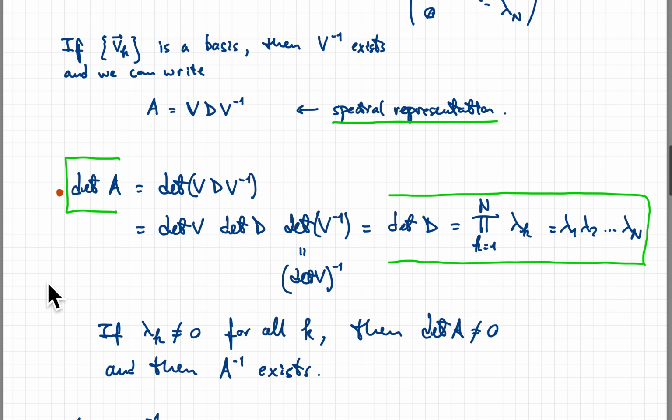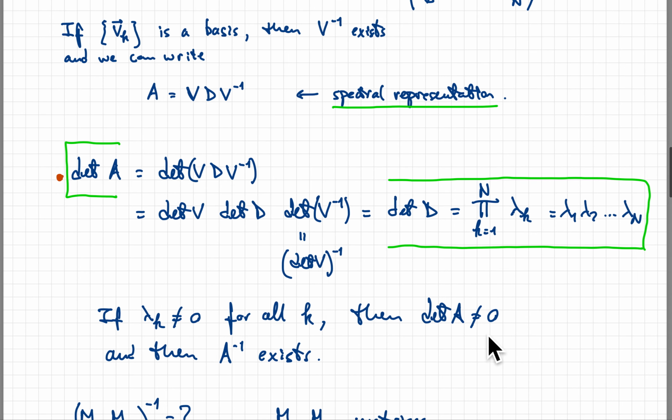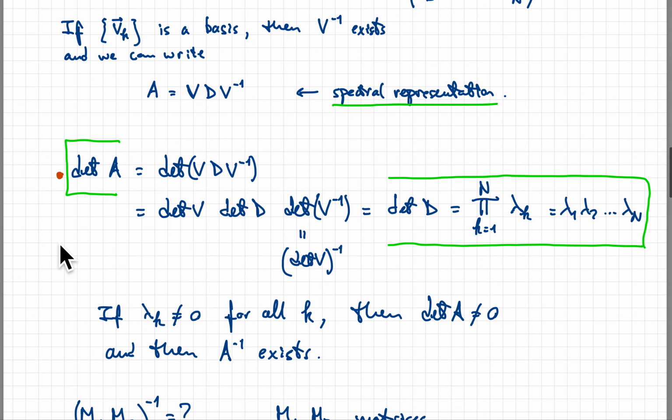And therefore we see right away that if all the eigenvalues are non-zero, then the determinant of A will be non-zero, and then the inverse exists. On the other hand, it's also true by the same token that if any of the eigenvalues happens to be zero, then this product will vanish and the determinant of A will be zero, and so the inverse would not exist.